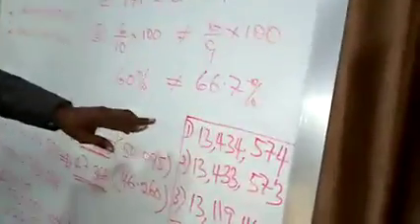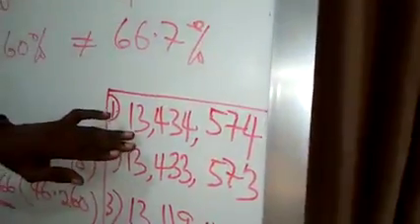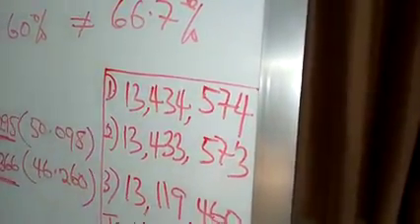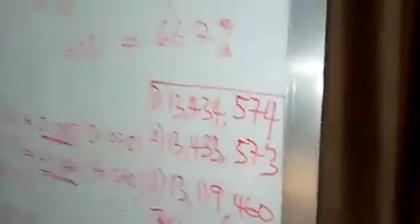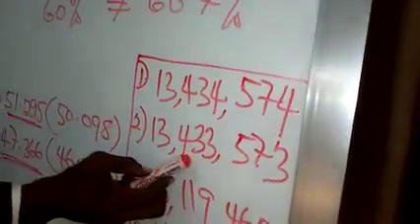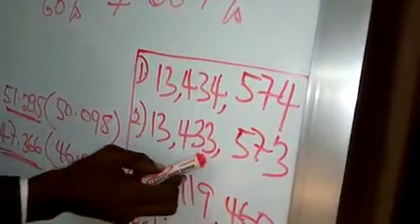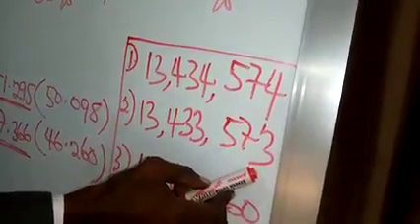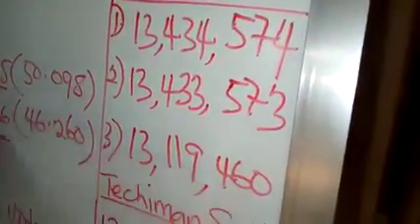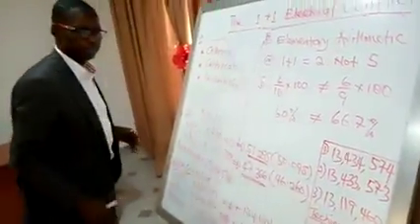How many denominators have we generated so far? The first denominator, 13,434,574. They say it was inadvertently quoted. And we waited for the fresh one, the correct one. And they quoted another one, 13,433,573. And finally they say no, the real one is 13,119,460. No problem. If we agree that this is actually the correct one, right?